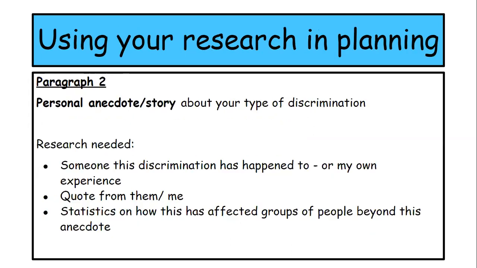Now, paragraph 2 asks for a personal anecdote, which just means a little story. Anecdote means little story about your type of discrimination. So, the research needed for this is someone this discrimination has happened to, or if you have an experience that you feel comfortable talking about, you could write about your own experience. It could be a friend's experience.